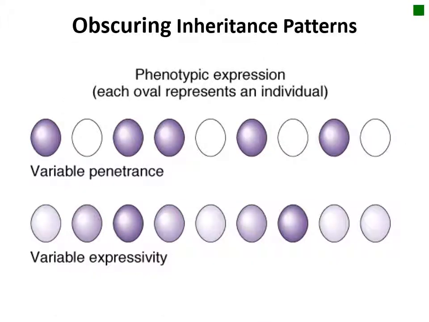Many traits with single gene inheritance demonstrate complications that can obscure the expected patterns in pedigrees. Certain traits show incomplete penetrance, in which not every individual with a genotype displays the corresponding phenotype, either because of environmental effects or because of interactions with other genes. This is seen here, where each circle represents an individual with the same genotype. However, the purple color phenotype is only seen in 5 out of the 10 individuals. This trait would be said to have a 50% penetrance.